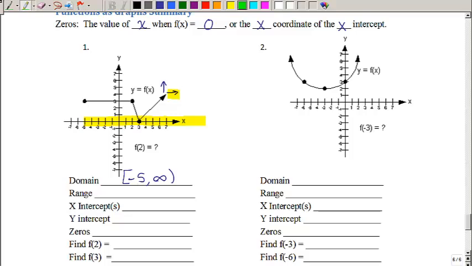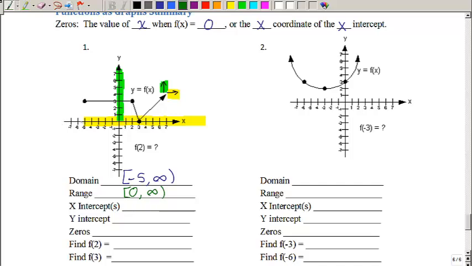For my range, I'd like to know how low I can go, how high I can go on my y values. The lowest y value I see is here at 0, and I can go up forever because that's what this arrow tells me. That arrow keeps going on forever and ever, which leaves me with a range of [0, infinity), where 0 is the lowest y value. Can I include 0? Yes, 0 is closed.